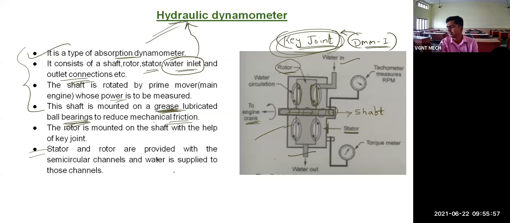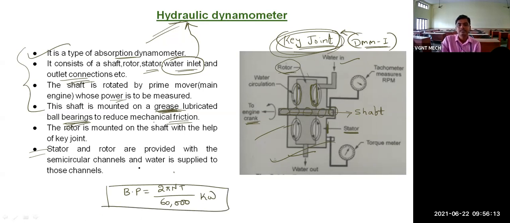But if they do ask, you just show the diagram, write some points, and simply write down the brake power of the engine equals 2 pi N C divided by 60,000 kilowatts. That's it. Here derivation is not required. So these are the 3 types of absorption type dynamometer that we have discussed.